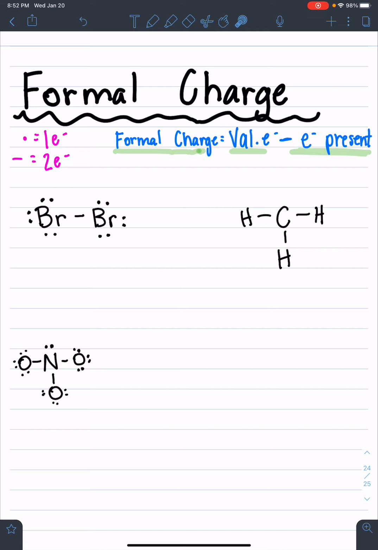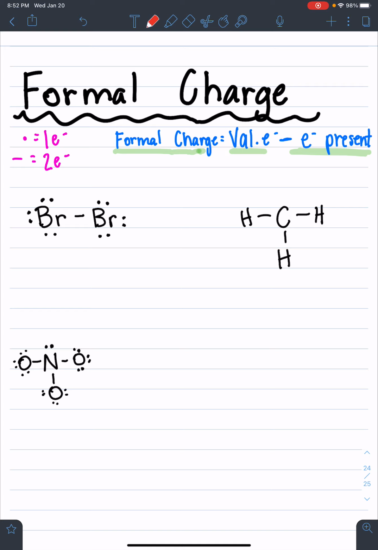So two notes before we get started. The first one is this note over here, that each one of these dots in our Lewis dots represents one electron. Each one of these lines represents 2 electrons. It's a bond. To figure out our formal charge, we're going to have to figure out the number of valence electrons the element normally has and the number of electrons present around that element. So let's get started. It'll make more sense as we go.